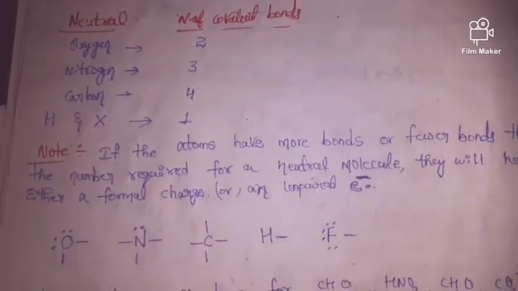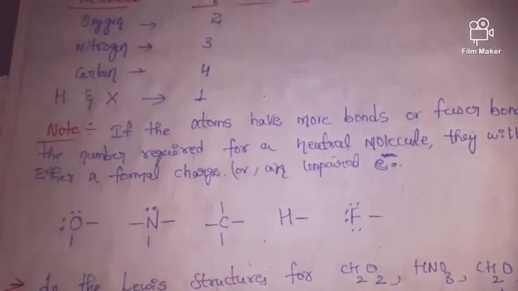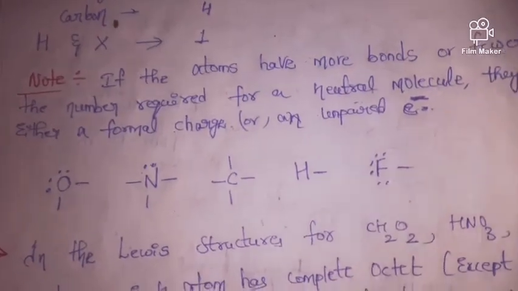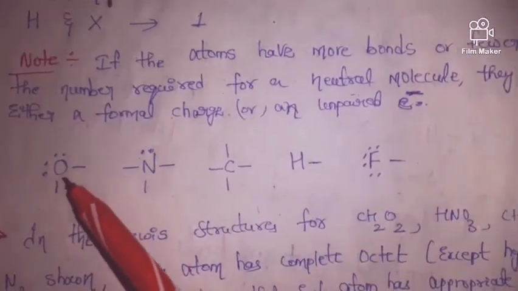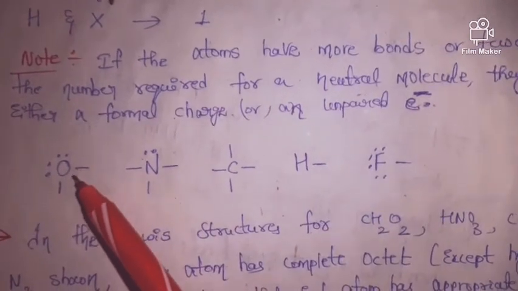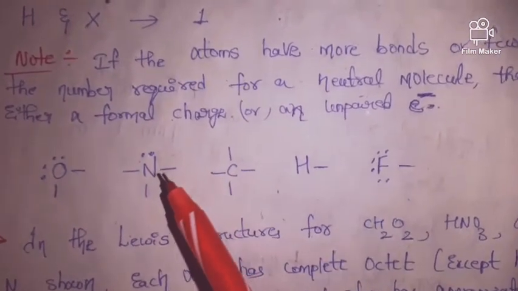See here, oxygen is there. We know the valency of oxygen is 8 minus 6, which is 2.